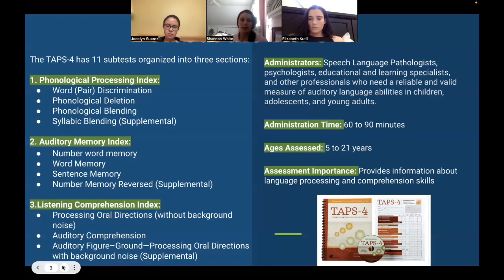All these different areas underpin the development of effective listening and communication skills, which is critical to the development of higher order language skills and literacy skills.